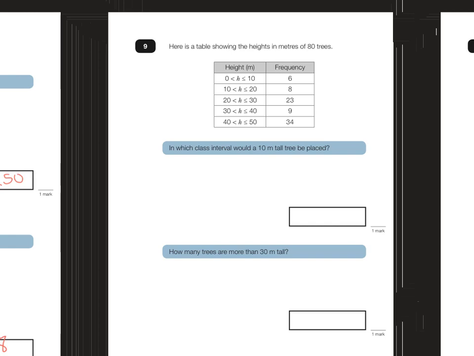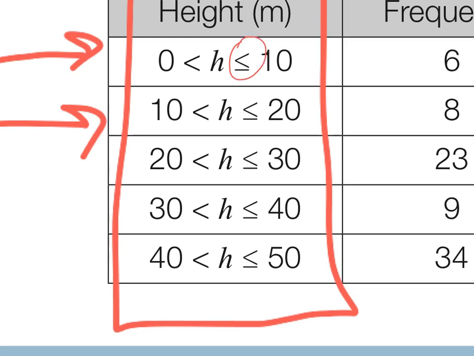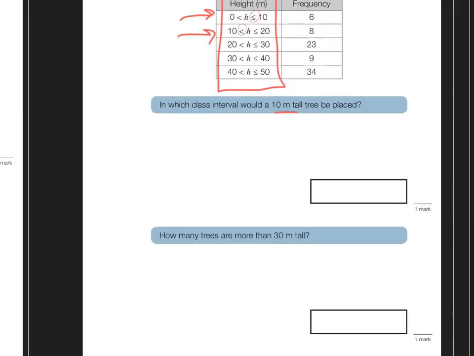Number 9. Got some trees. In which class interval would a 10-metre tree be placed? Well, there's 2 that have 10. If you look really carefully, one of them includes 10 and one of them doesn't. So it has to be the first one.